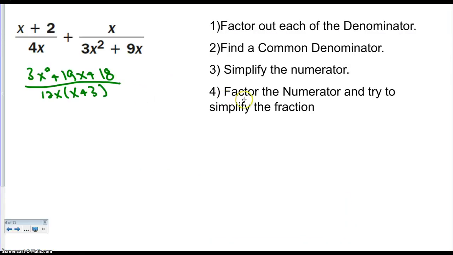So now the next thing I would do is try to factor the numerator and try to simplify the fraction. Now I look at 3x squared plus 19x plus 18, and that's not factorable. So I can't factor this out, so this would be my final answer. Okay? So now let's look at another one.